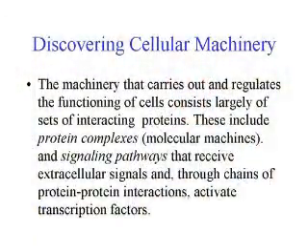So just to recap what I've already said, the machinery that carries out and regulates the functioning of cells consists largely of sets of interacting proteins. There are other molecules involved, RNAs, small chemical molecules, but a lot can be understood by understanding how proteins interact in groups to form networks or pathways. And so these can be referred to as protein complexes or molecular machines or signaling pathways, which are, as I described a moment ago, more linear in terms of the dependencies among the interacting proteins.